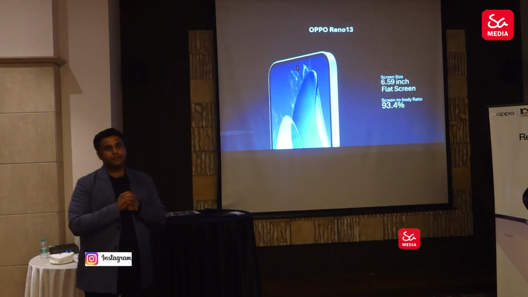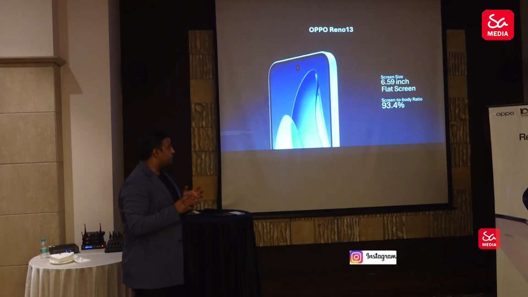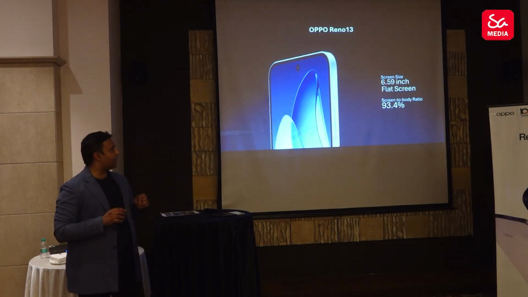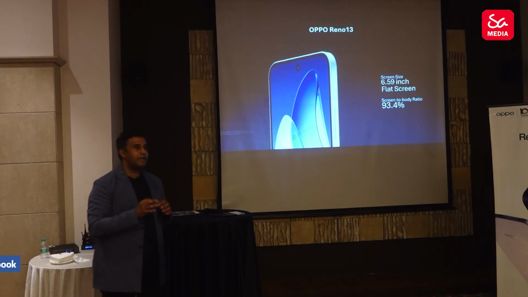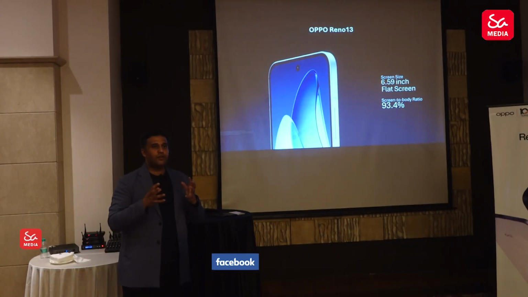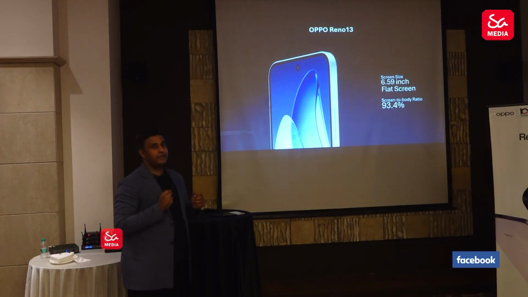Now in Reno13, we have a display which is 6.59 inch big, and the screen to body ratio is 93.4%. Now these are all figures, right? But when you see the phone, you will see that there are hardly any bezels on the phone. So what that means is you can enjoy the entire screen for all the entertainment purposes and use the entire display. So it is not distorted in any sense.